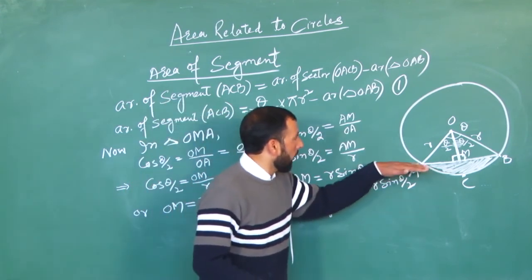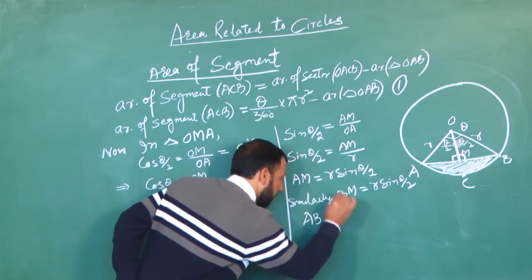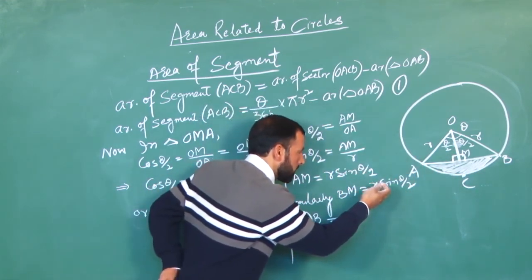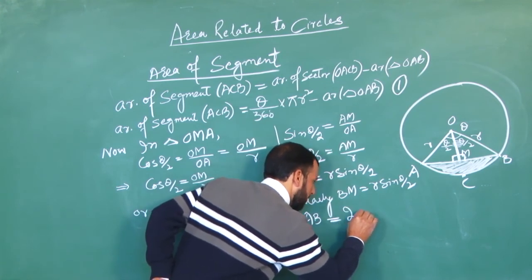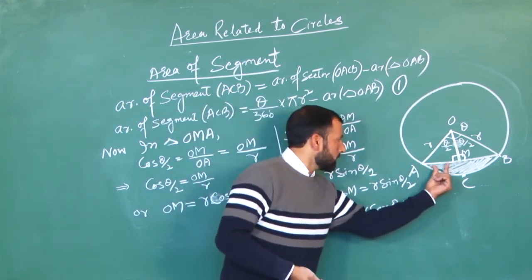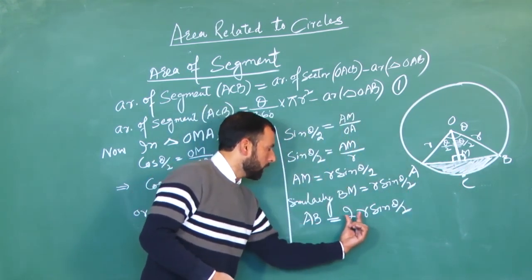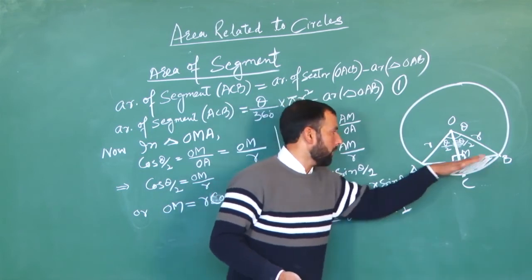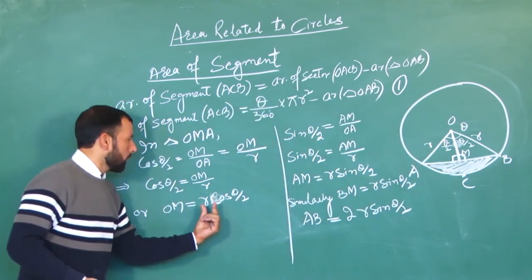Now, what is the length AB here? It is also the base of the triangle OAB. Now AB is equal to AM plus BM. That means R sin theta by 2 plus R sin theta by 2, or we can write it as twice R sin theta by 2. When we add the two, we get the total line AB is equal to twice R sin theta by 2. Now for this triangle OAB, we have base AB that is equal to twice R sin theta by 2, and the altitude OM is equal to R cos theta by 2.